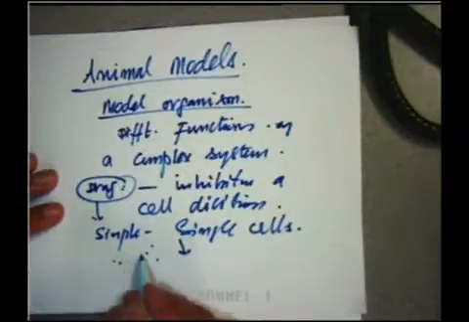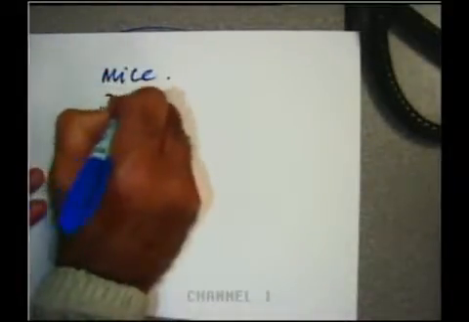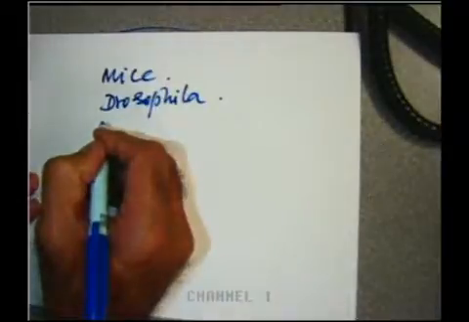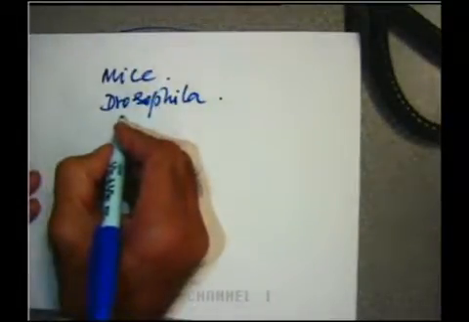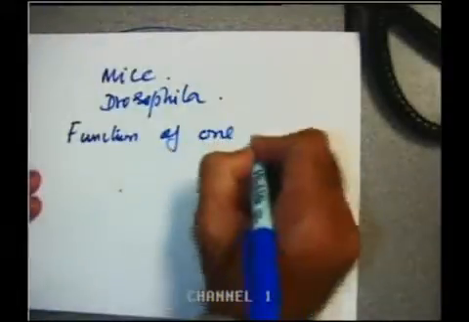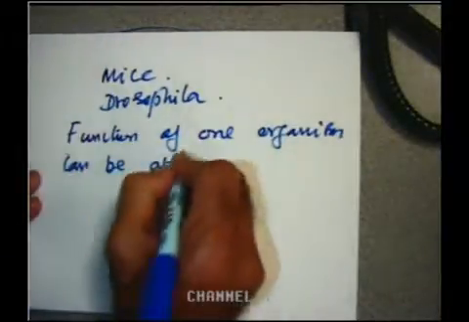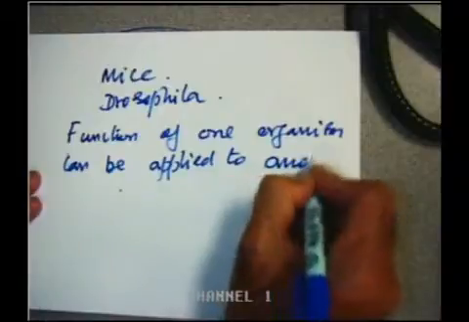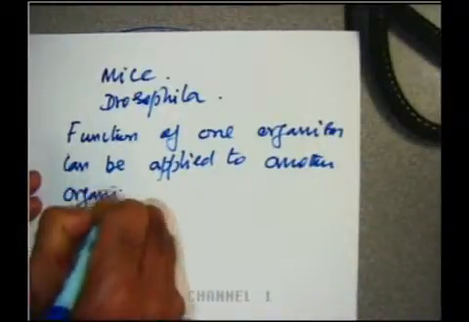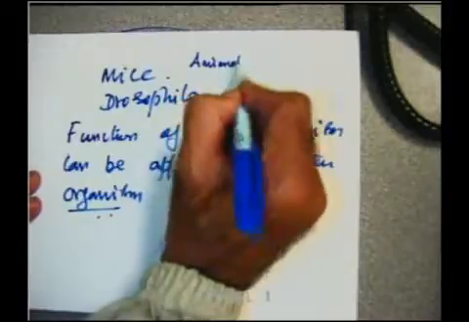Model organism, right? Like this, if you want to study, you can also study the same principle with different drugs in mice and Drosophila. The function of one organism can be applied to another organism. That's one other principle. These are model organisms. We call them animal models.